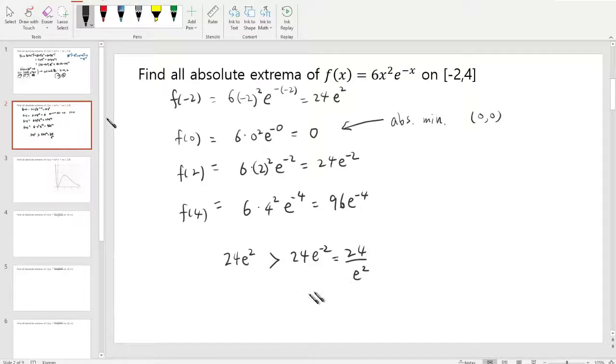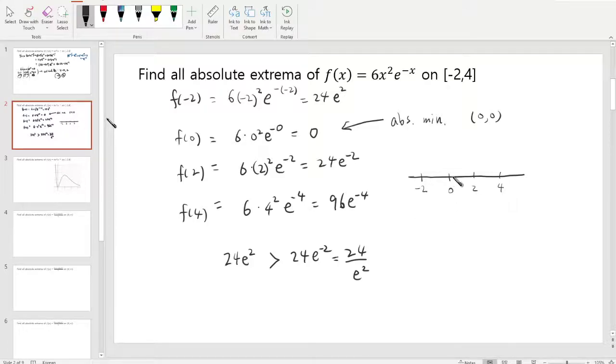What I'm not so sure about is, what about these two, right? Since this is lower, this cannot be the absolute maximum. So we can only have the absolute maximum as 24e squared or 96e to the -4. I have no idea which one is bigger. And that's why in some cases you need to draw the number line and evaluate the f prime at some test points. So let's see, you have -2, and then 0, and 2, and then 4.